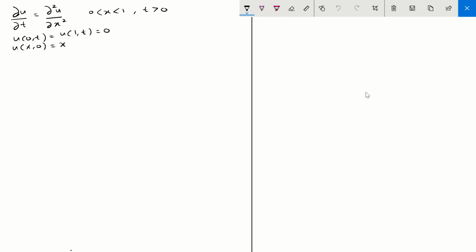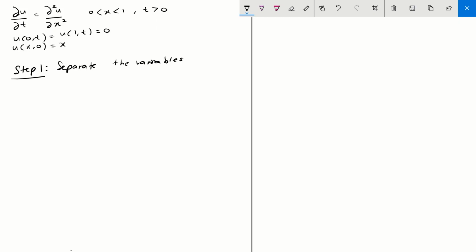Alright, we're going to start with step 1, where we separate the variables. As we understand, when we solve the heat equation, we have two independent variables, x and t. So x is the spatial variable and t is the time variable. So we're going to separate the variables.